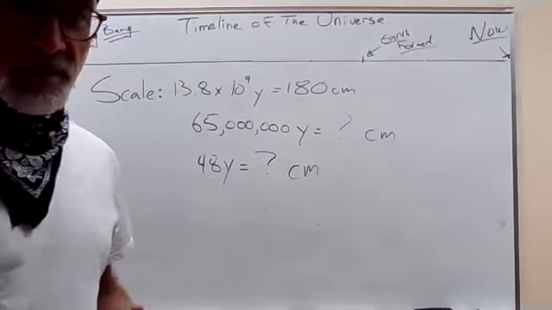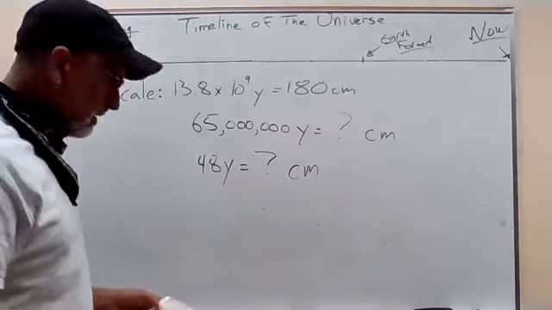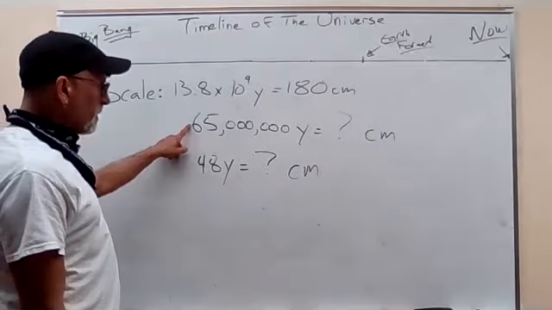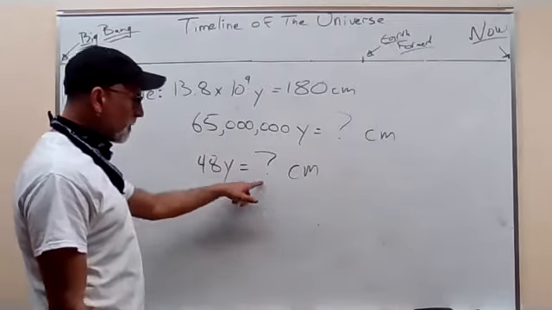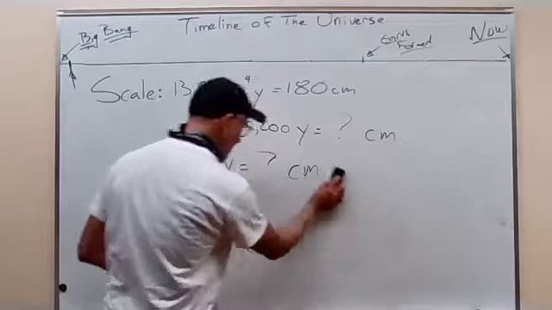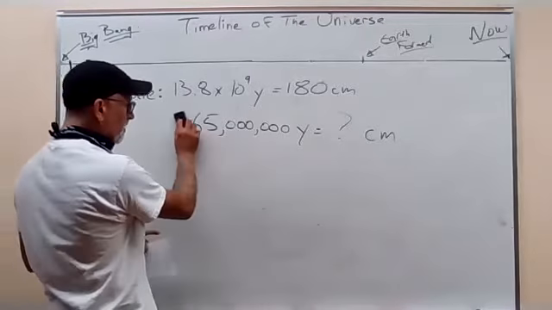All right, I'm gonna try this out. I've got two numbers here. I've got 65 million years, how many centimeters is that? And I've got 48 years, how many centimeters is that? I'm gonna use this cancellation of units process. Remember that number.